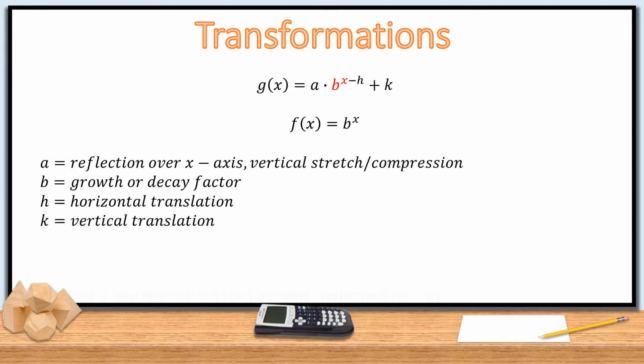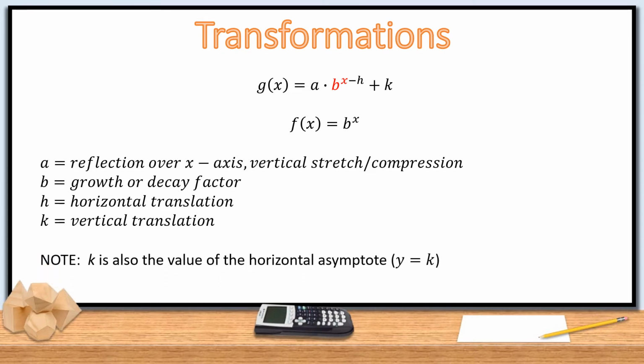One other thing to note, we have an asymptote, and the asymptote is going to be equal to the k value. So it's a horizontal asymptote. So it's the value that, if it's decaying, it's decaying towards, and if it's growing, it's growing away from.